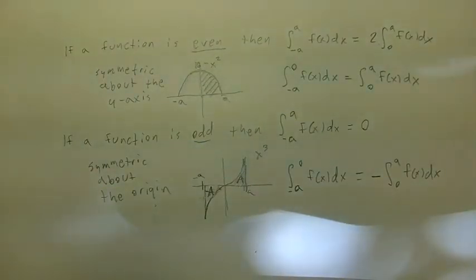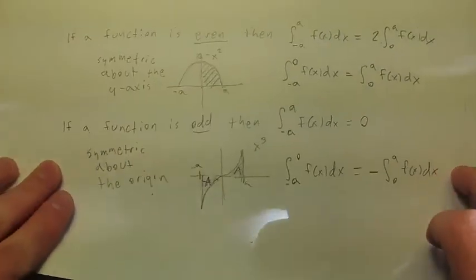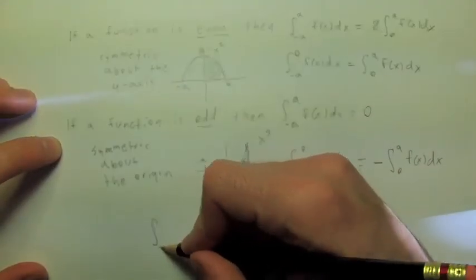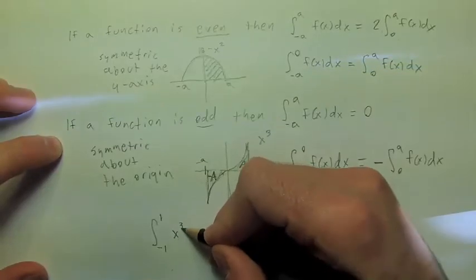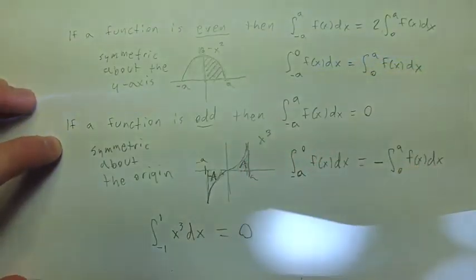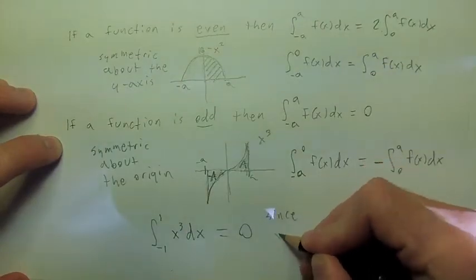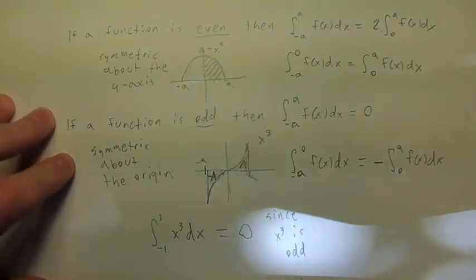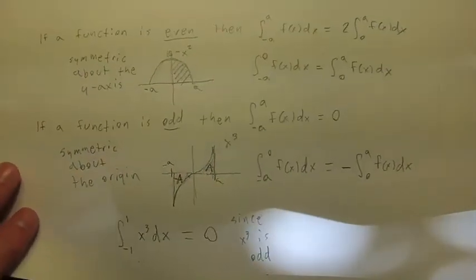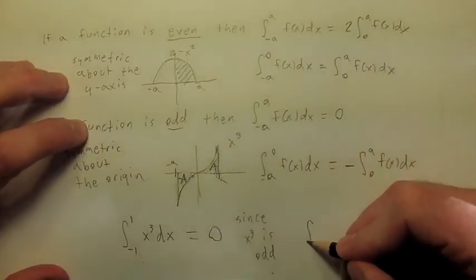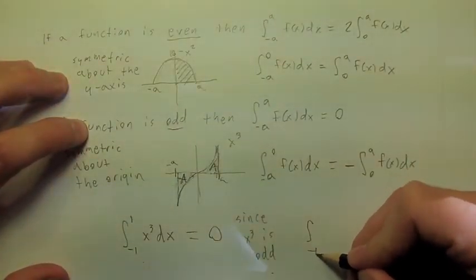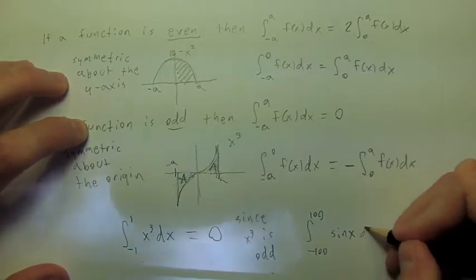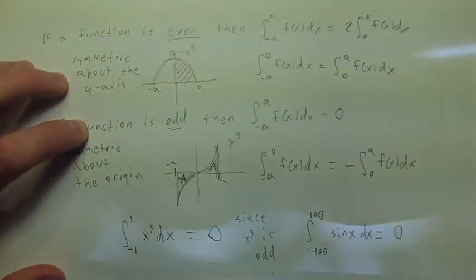Okay, now where this is helpful is, without even knowing the stuff in the next section, if I know a function is odd, say I'm doing the integral from -1 to 1 of x cubed dx, I already know it's 0, right? Since x cubed is odd. Another thing I can do is, let's say, the integral from negative 100 to 100 of sine x dx. Well, I know sine is odd, so I know that that's 0.